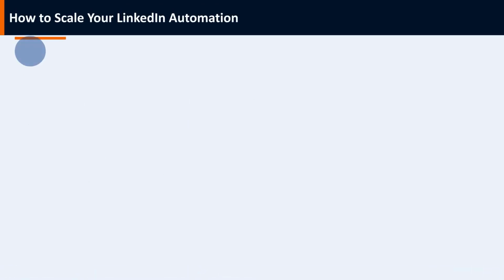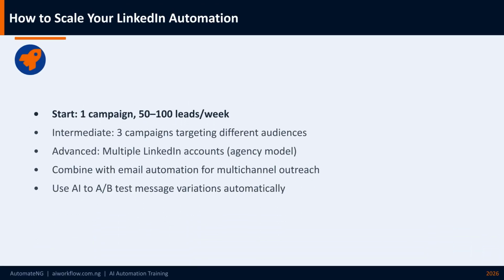Once your first campaign works, scaling is easy. Move from one campaign to 3, targeting different audiences. Advanced users can employ multiple LinkedIn accounts or combine this with email automation for multi-channel outreach. The system scales as your business grows.